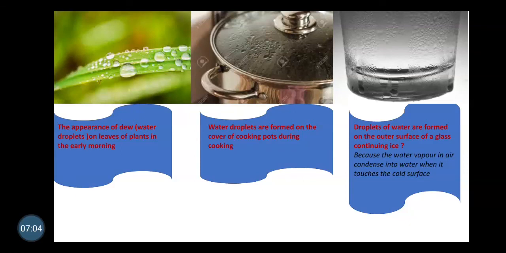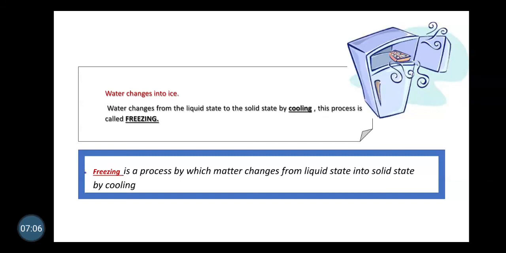Water vapor condenses when it touches a cold surface. Then freezing is the changing of matter from the liquid state to the solid state, from liquid water into ice. It is called freezing. Freezing is the process by which matter changes from the liquid state into the solid state.